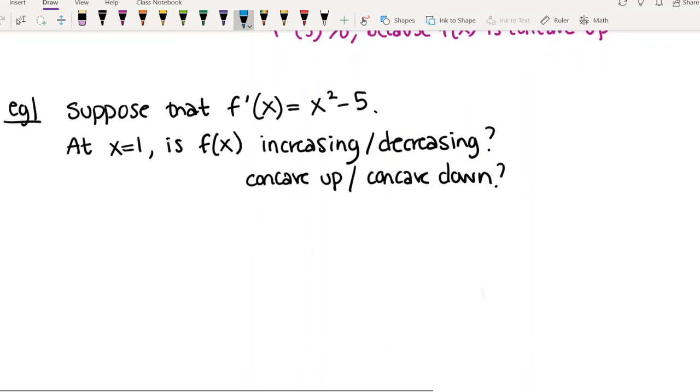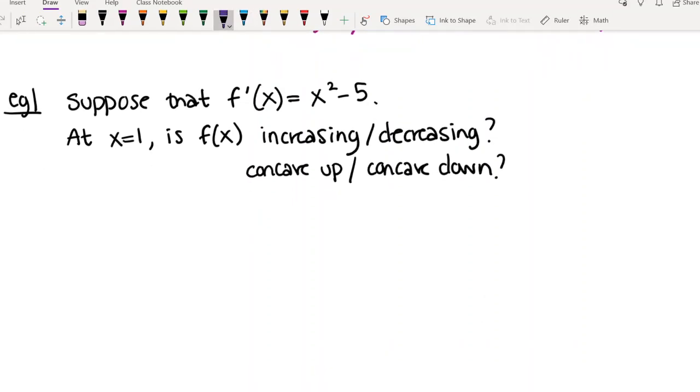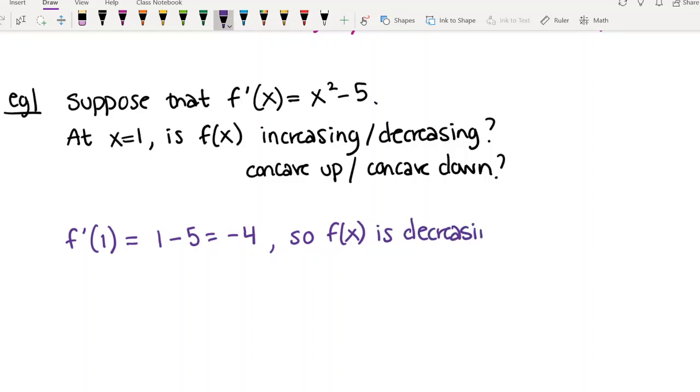Okay, so how can we answer the first part of this? Well, to figure out whether it's increasing or decreasing, we just want to see whether the derivative is positive or negative when x is equal to 1. So for this part, we can actually just plug in 1 because we already know what our derivative is, right? So we can plug in 1 and we get 1 minus 5, which is negative 4. And so because the first derivative was negative, that tells us that f of x is decreasing at x is equal to 1.